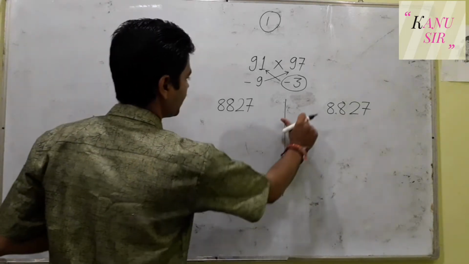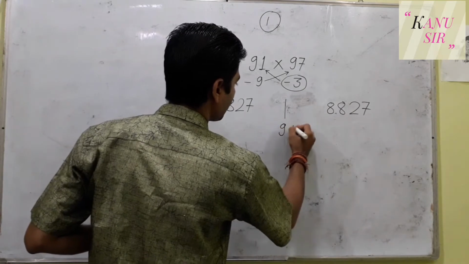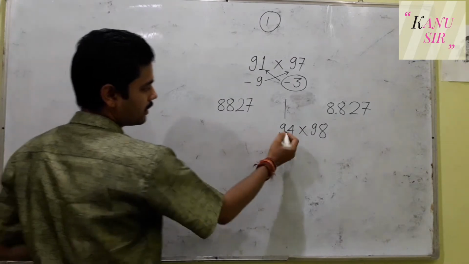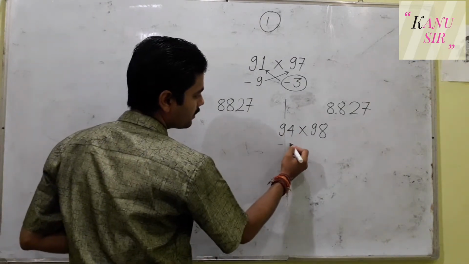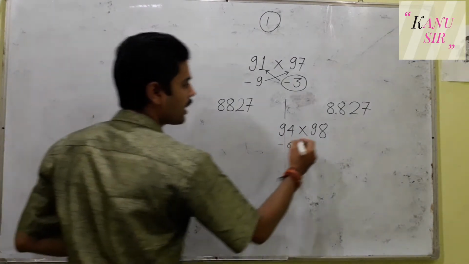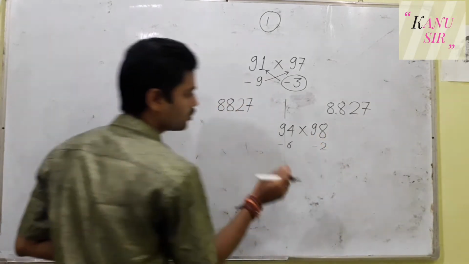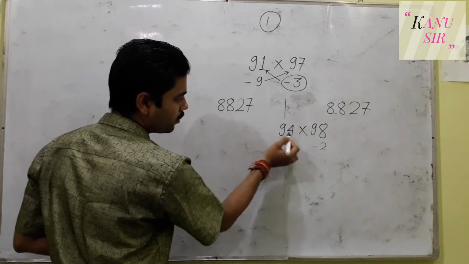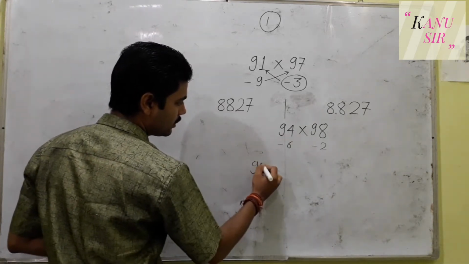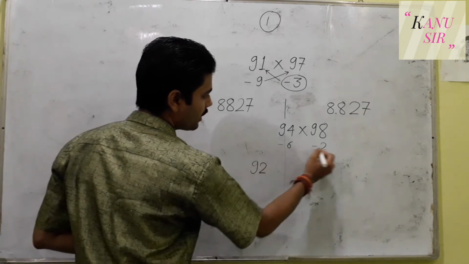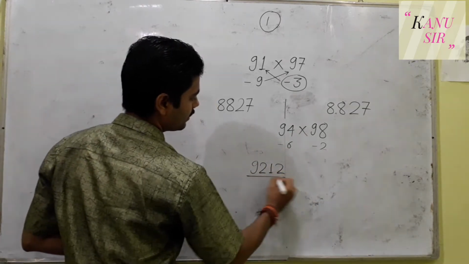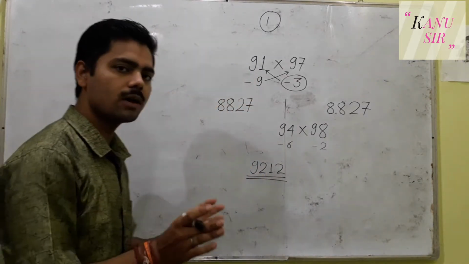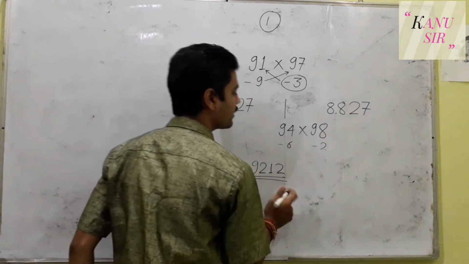Let us take another example: 94 times 98. 94 is 6 less than 100, and 98 is 2 less than 100. If you subtract 2 from 94, you will get 92, and 6 times 2 is 12, and hence the multiplication of 94 times 98 is 9212.